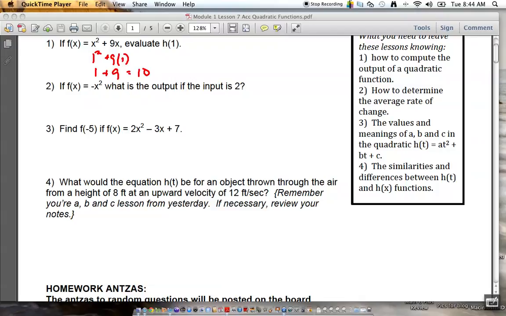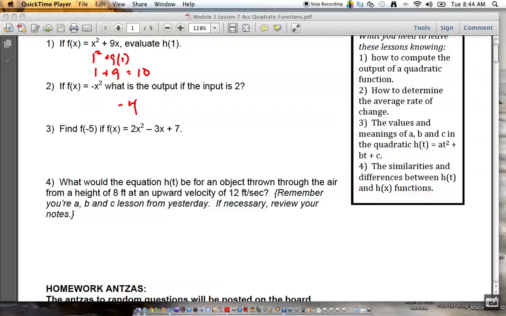Next, f of x is negative x squared. What's the output if the input is 2? What you have to know here is this is saying square it, then negate it. That's the tricky part of this question. Don't negate it first. First you square it. That's the order of operations. Square it, then negate it. So if I hand it a 2, what's 2 squared? 4. Then I negate it. It's negative 4.